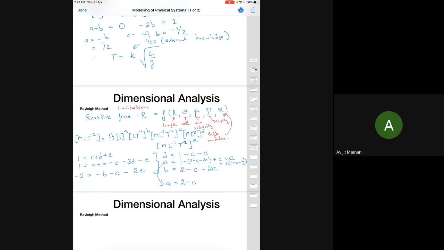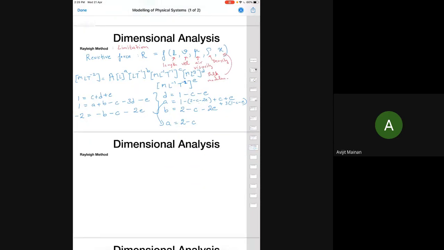Plus 2C plus C. Okay. So then I can write R as A, L to the power A, which is L to the power 2 minus C, then V to the power B, which is V to the power 2 minus C minus 2E, then mu to the power C, and rho to the power 1 minus C minus E, and kappa to the power E. Okay.